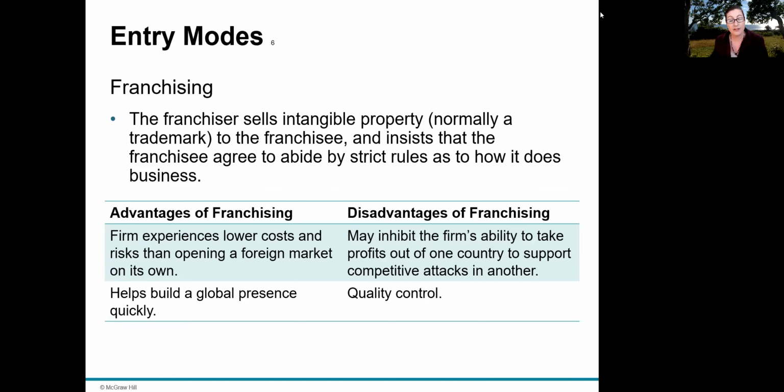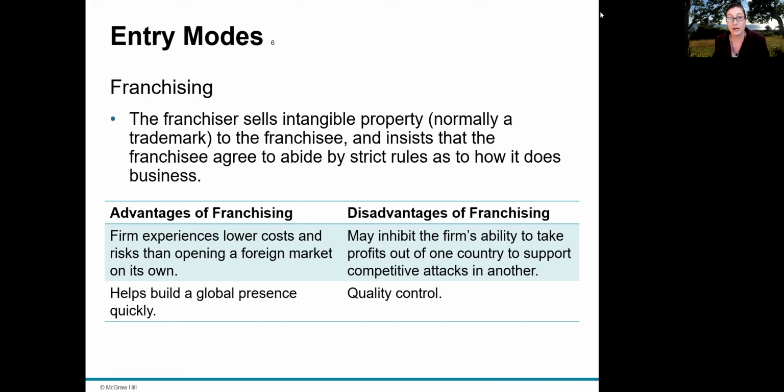Okay, franchising is another mode of entry to consider when you're seeking to enter foreign markets. So here what we're talking about is that the franchisor sells the intangible intellectual property, for example, a trademark, to a franchisee. And there's an agreement that includes strict rules on how business is conducted in using that trademark, for example.